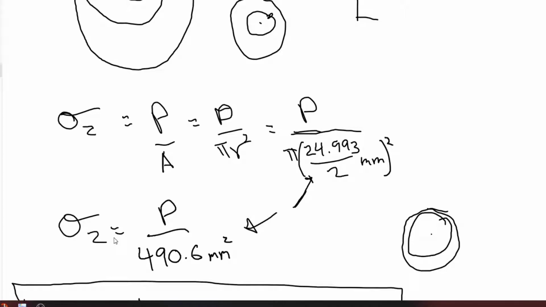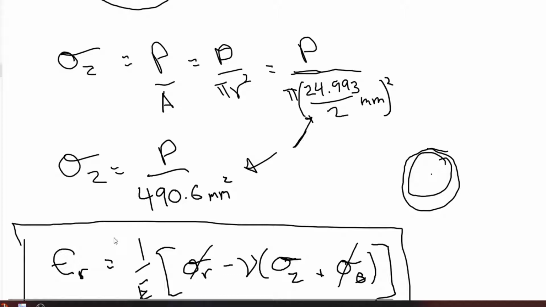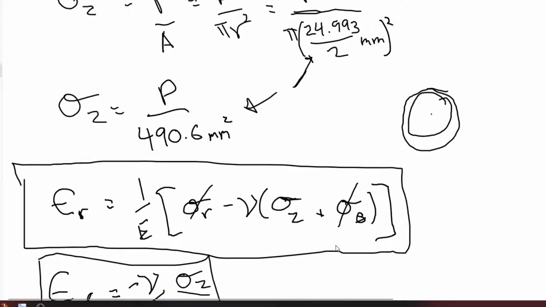So we're also worried about what happens when the shaft gets fatter. We're worried about the increase in the radial size. So we're worried about the epsilon r here, the strain in the radial direction.